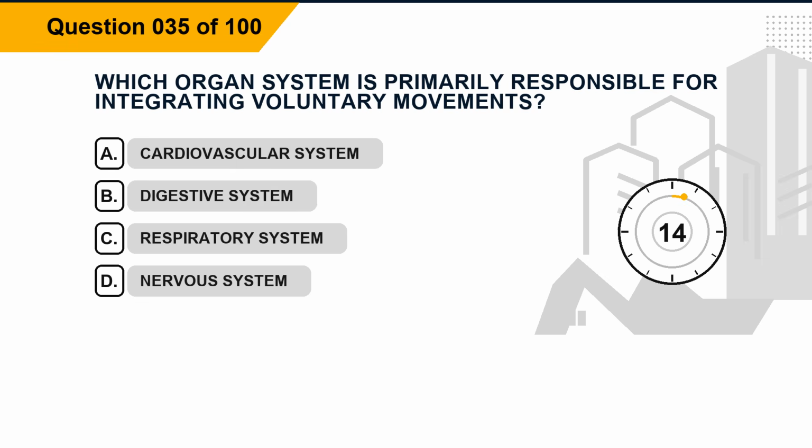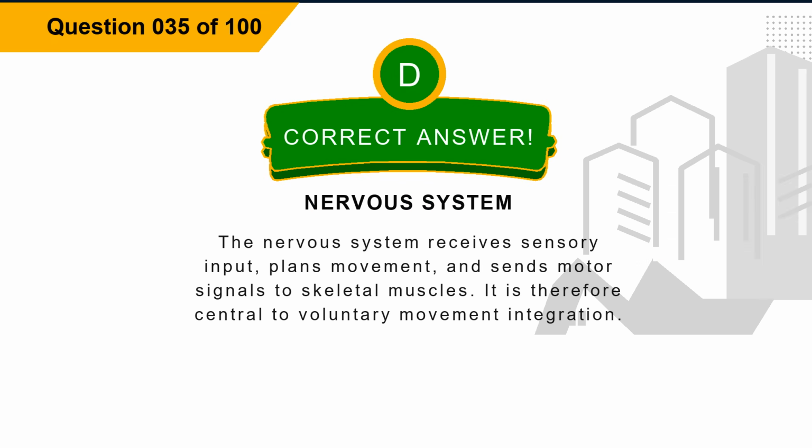Question 35. Which organ system is primarily responsible for integrating voluntary movements? Option A, cardiovascular system. Option B, digestive system. Option C, respiratory system. Option D, nervous system. The correct answer is option D, nervous system.